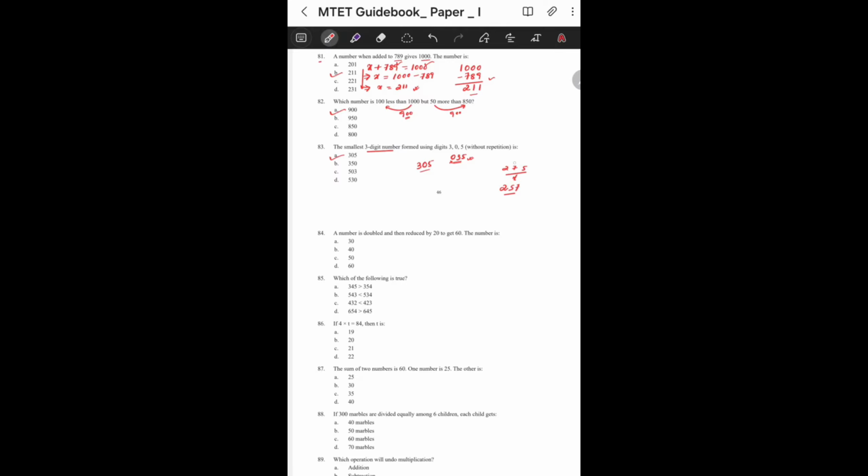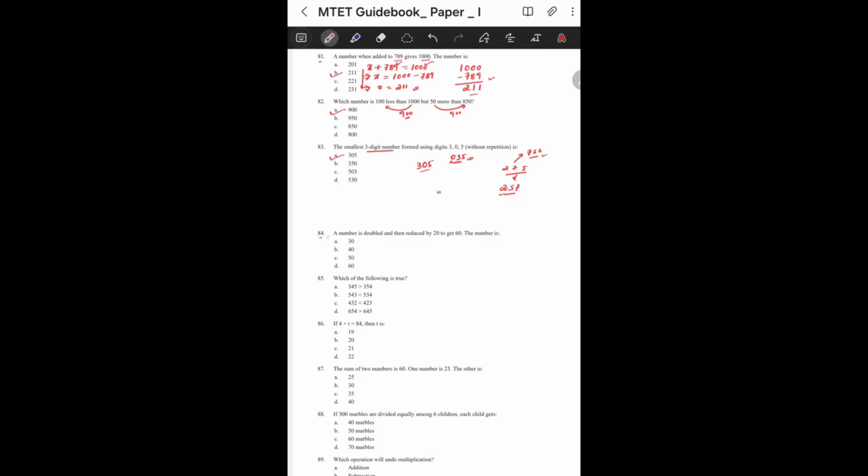In contrast, sometimes they will ask you to find the greatest 3-digit number. In that case, we write the greatest, the biggest number first, that is 7. Then 5, and then 2. That is our greatest 3-digit number. So if they ask for the smallest, we start with the smallest digit, and if they ask for the greatest, then we start with the greatest digit. So here option A is our correct option.